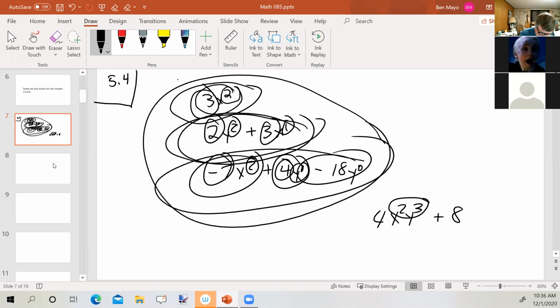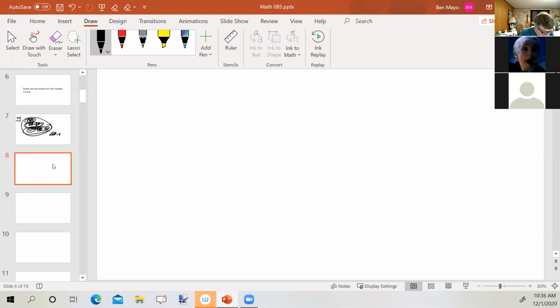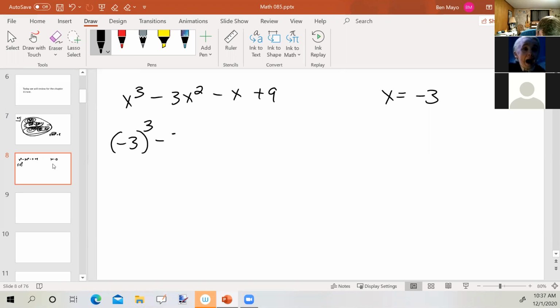All right, let's do evaluating an expression. Let's say we have the following expression, x cubed minus 3x squared minus x plus 9. And we're going to evaluate this for x equals -3. So every place that x appears in the original problem, we're going to replace it with a -3. So this would become -3, the quantity cubed, minus 3 times -3 squared, minus -3 plus 9.